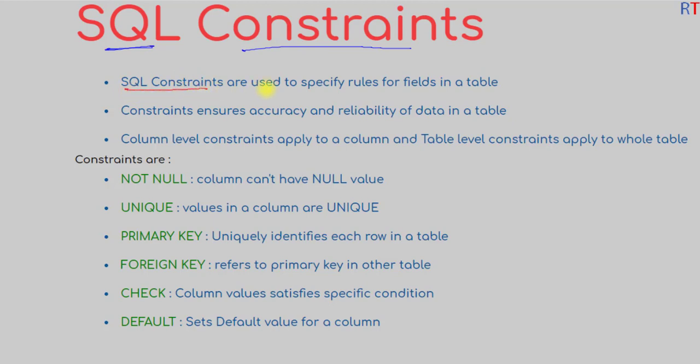SQL constraints are used to specify rules for fields in a table, and the constraints ensure the accuracy and the reliability of data in a table. The column level constraints are applied to columns, and the table level constraints apply to the whole table. A few of the constraints are not null, unique, primary key, foreign key, check, and default.